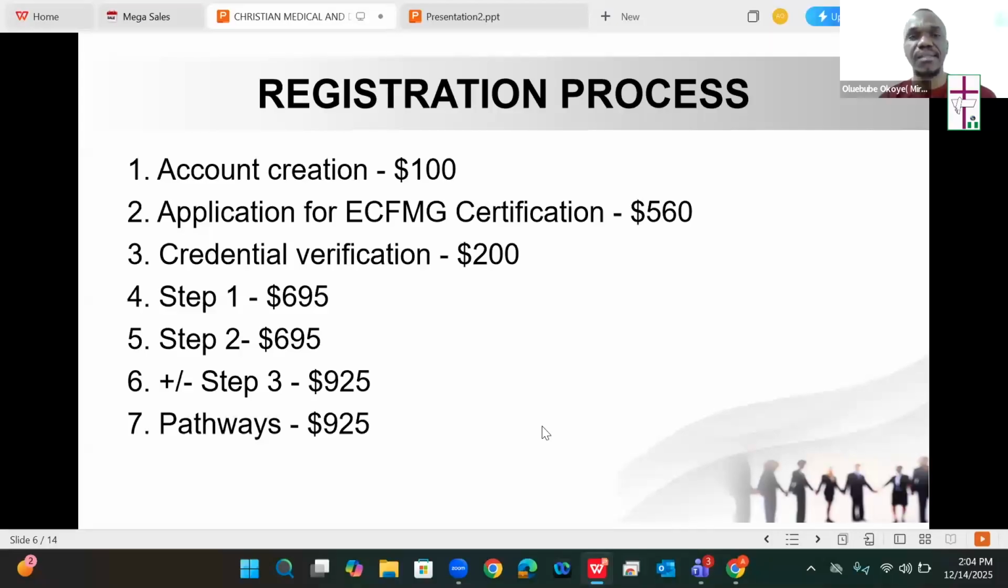For the verification process, you need to have done the first three. You must create an account with MyIntealth. That's $100. Do your application with the ECFMG. That's $560. Then do your credential verification, $200. You must do that before you apply for your Step 1. That's $695 currently. All right. So that's why I said that even if you don't have the money yet, you can start studying for your Step 1 while you are trying to raise money for the verification.